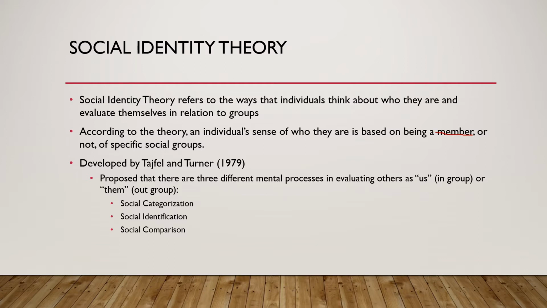This was developed by two researchers, Tajfel and Turner, in 1979, who said that there were three different mental processes that helped us to evaluate whether we were part of us or them. The us being the in-group, the them being the out-group. And these three processes were social categorization, social identification, and then social comparison. We'll talk about them more as we go here.